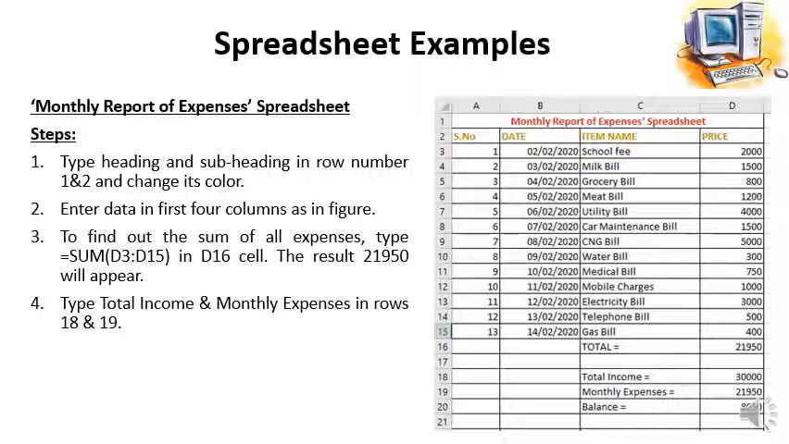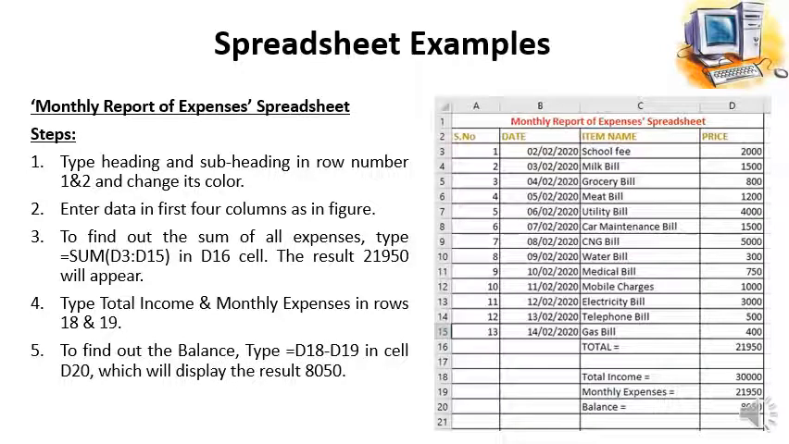Type total income and monthly expenses in rows 18 and 19, which are shown here in this image. To find out the balance, means the remaining balance, type equal to D18 minus D19. So cell D20 will display the result 8,050. So that will be the remaining balance. In the upcoming slide I will be demonstrating this example in Microsoft Excel, so don't forget to watch that video.